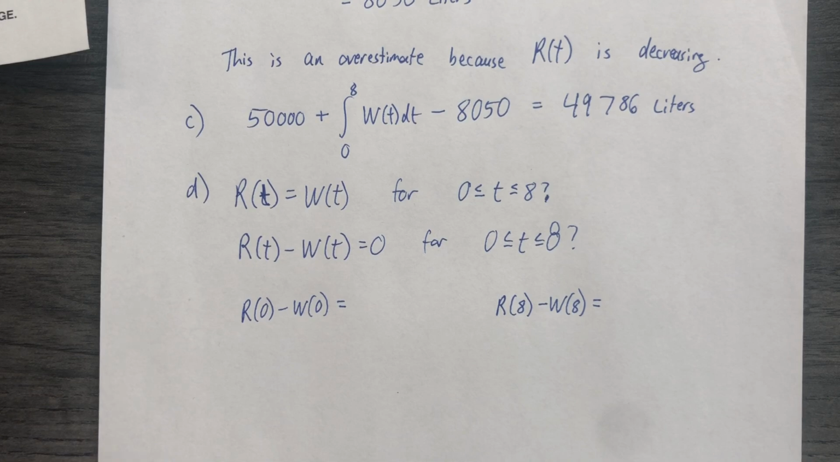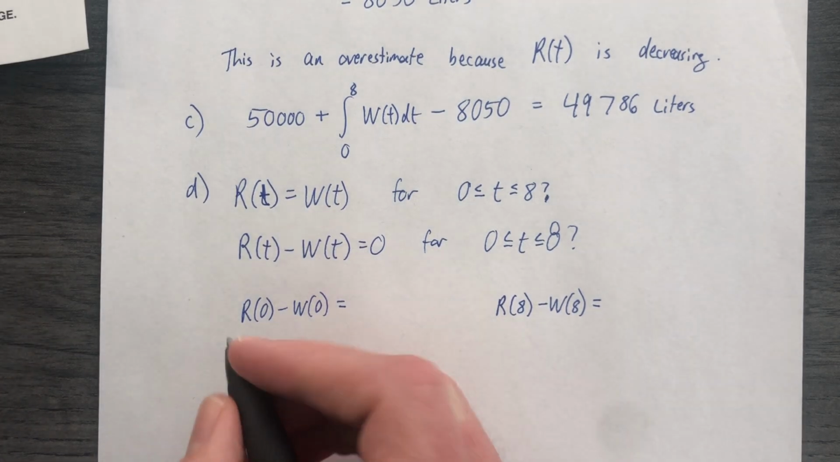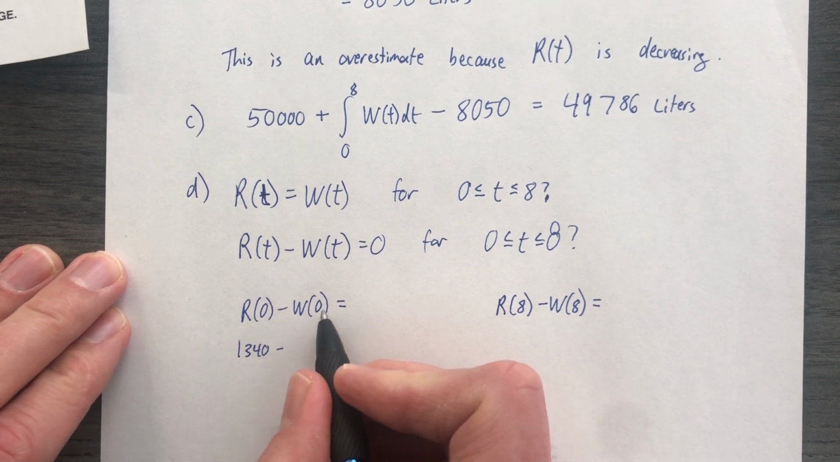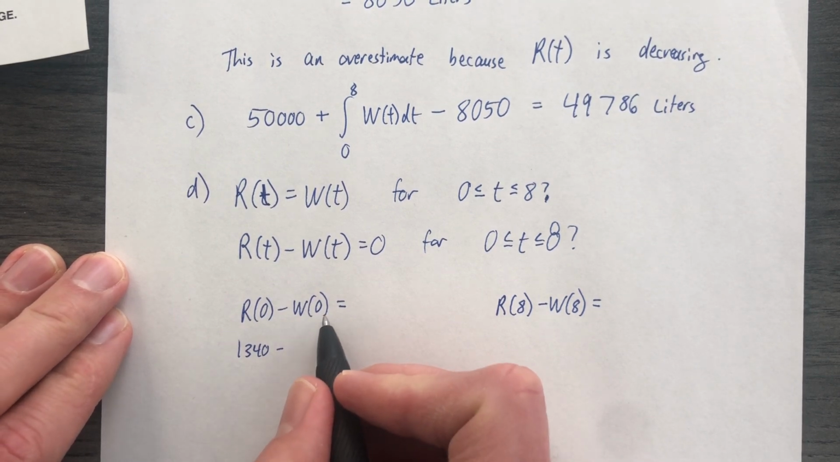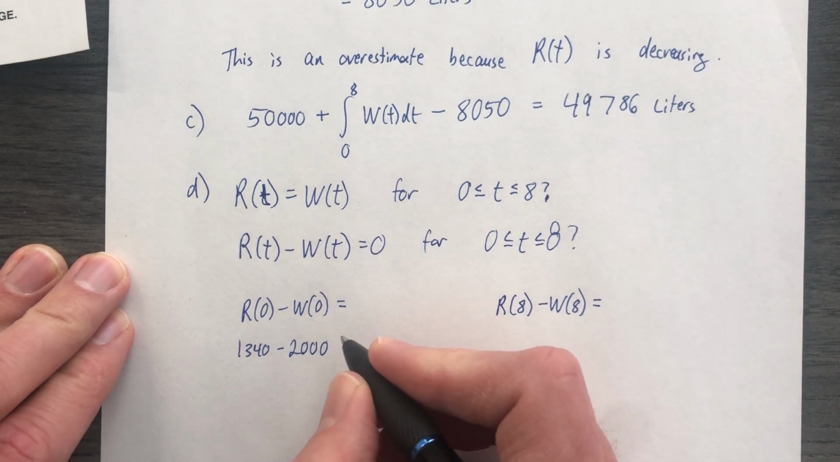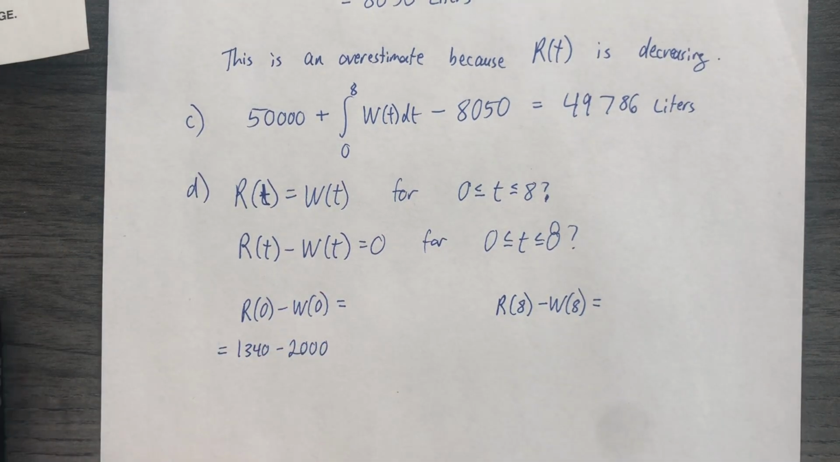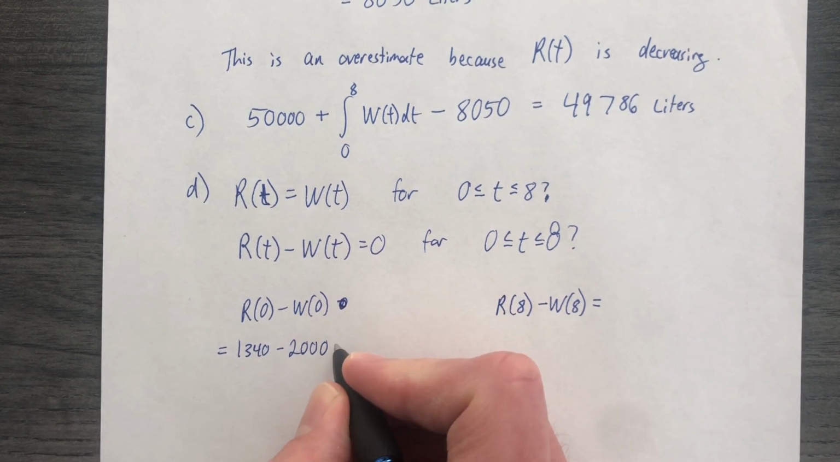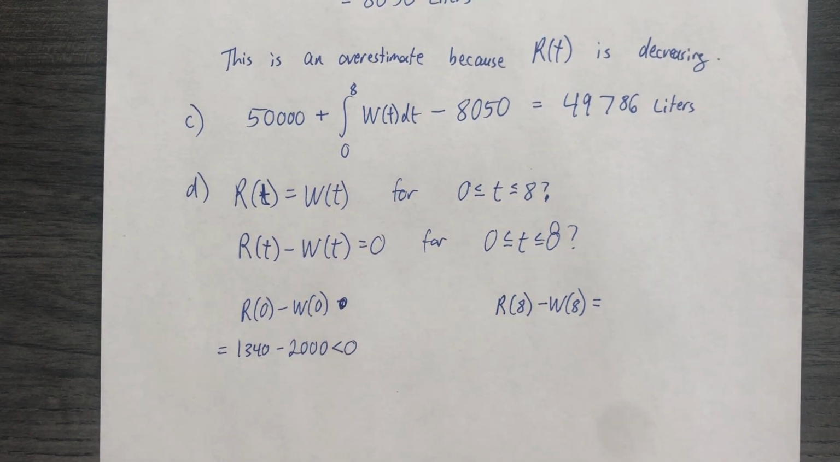R of 0 is 1,340. I'm looking at the table when I write that. When I plug in a 0 into the w function, I get 2,000. Let's rearrange some equal signs here. Can't find my whiteout. It's all right. Let's not waste time looking for it. And this is going to be a negative.